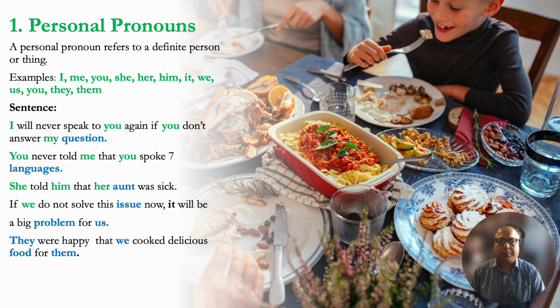Number 1, personal pronouns. Now, personal pronouns refer to a specific person or a specific thing. Some of the examples of personal pronouns are I, me, it, we, you. Consider the example sentences. I'll never speak to you again if you don't answer my question. So go through each and every one of these sentences. Look at the green words. They're all pronouns.